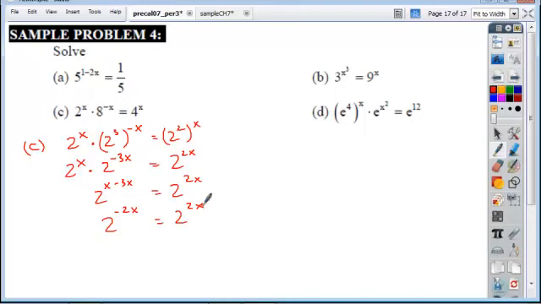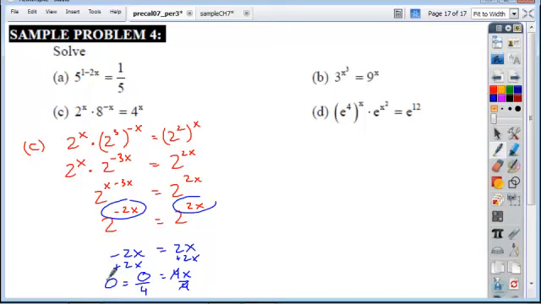And so our final step here is to equate our powers. So negative 2x has to equal 2x. And now we solve. Okay, so what do we do in this problem? You combine like terms? Yeah, they're like terms, right? So let's add 2x to both sides. We get 0 is equal to 4x. Divide by 4. And so what do we get for our value of x? 0. Let's check it and make sure that works.